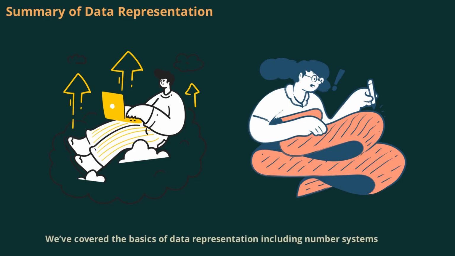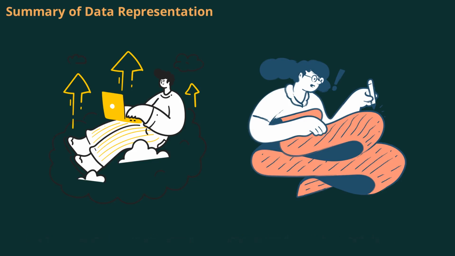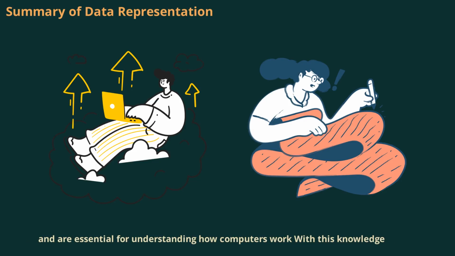We've covered the basics of data representation, including number systems, binary arithmetic, hexadecimal, sound representation, compression, and memory measurement. These concepts are the foundation of computer science and are essential for understanding how computers work. With this knowledge, you're well prepared for your IGCSE exams and for deeper study in computing.